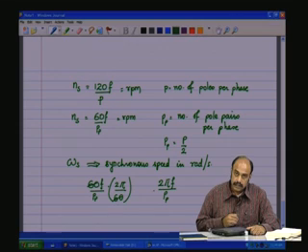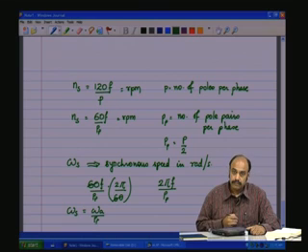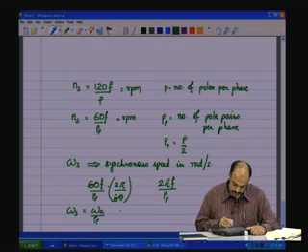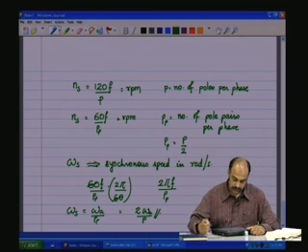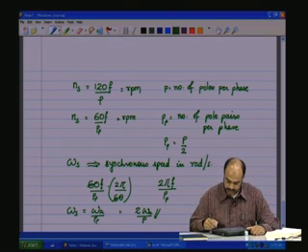And this is the applied frequency. So omega synchronous is equal to omega applied by pp. Or if you want to express it in terms of the number of poles, it is 2 omega applied by the number of poles. So this is also something that you should know, how to express it in radian terms.